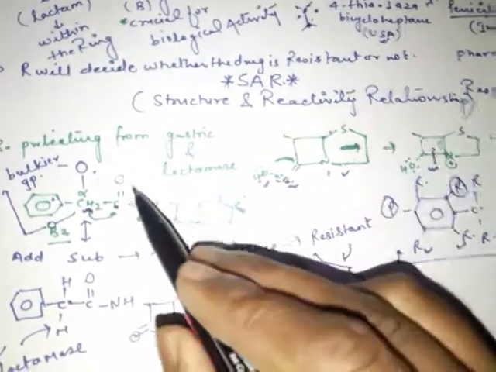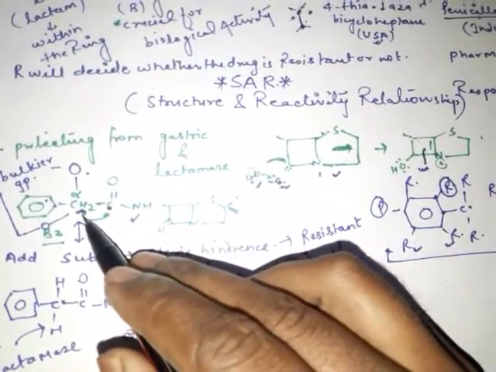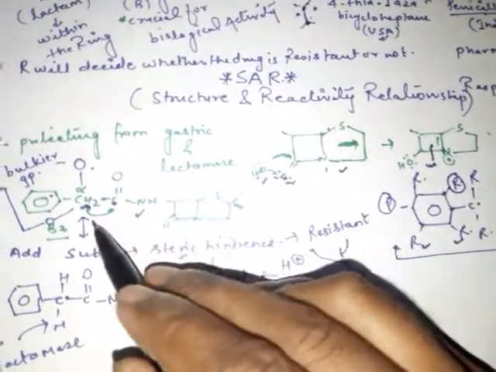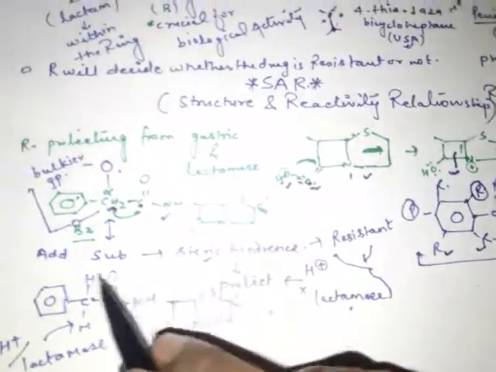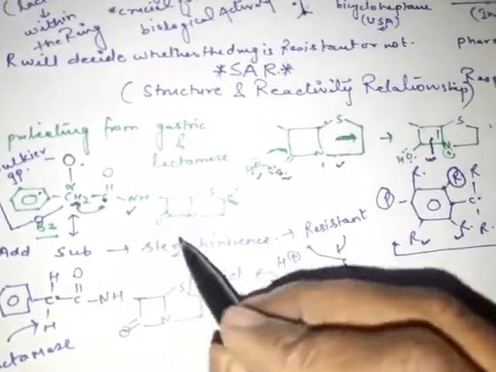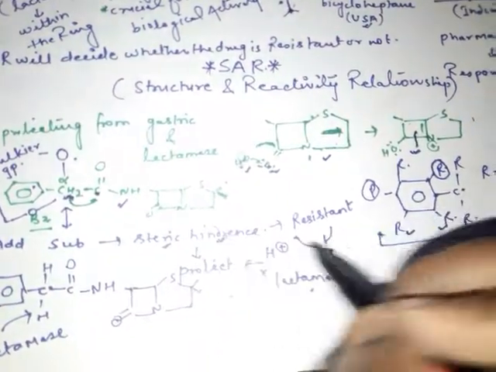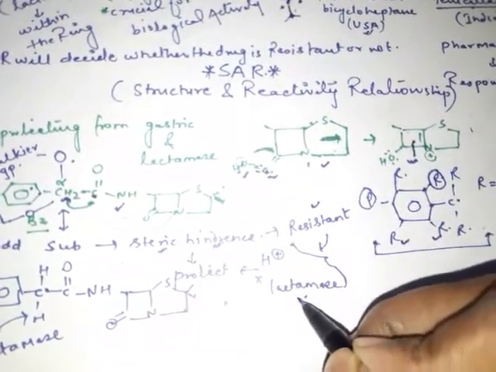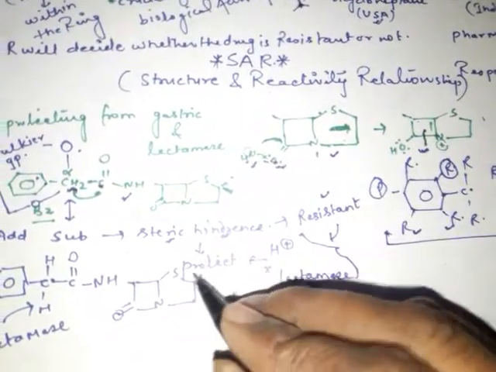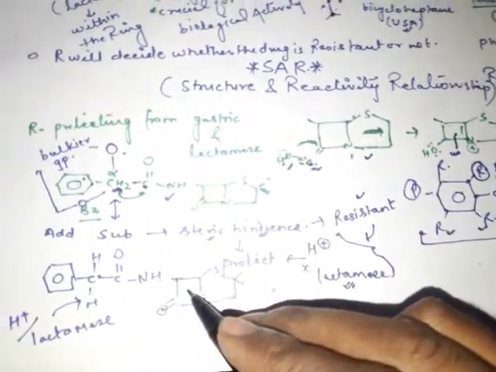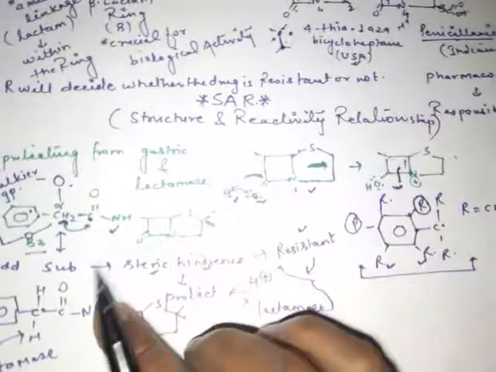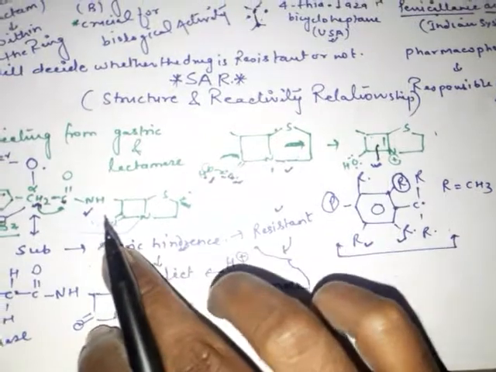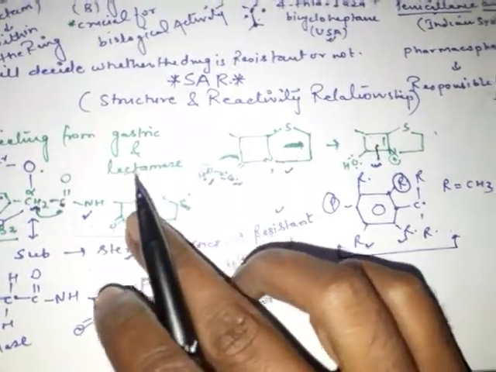So it forms a layer. Suppose that any ring you are going to add, then it covers this like that. Because if you add the substituent, it causes steric hindrance, and it will cause the resistant nature. Resistant from where? From lactamase and penicillinase. So they protect the beta-lactam ring, by which several penicillins are synthesized for preventing the bacterial enzyme from degradation of the beta-lactam ring.